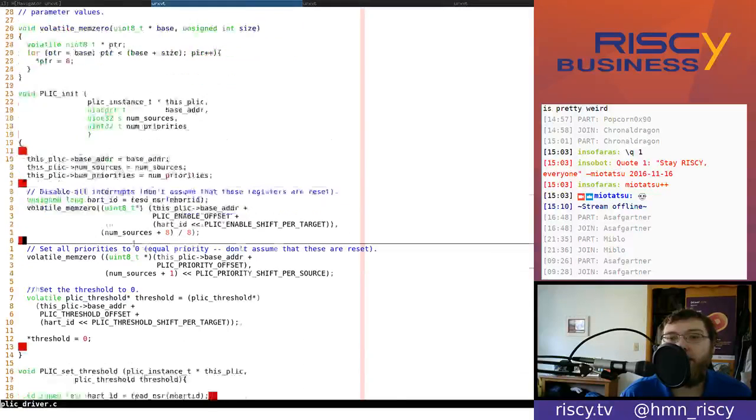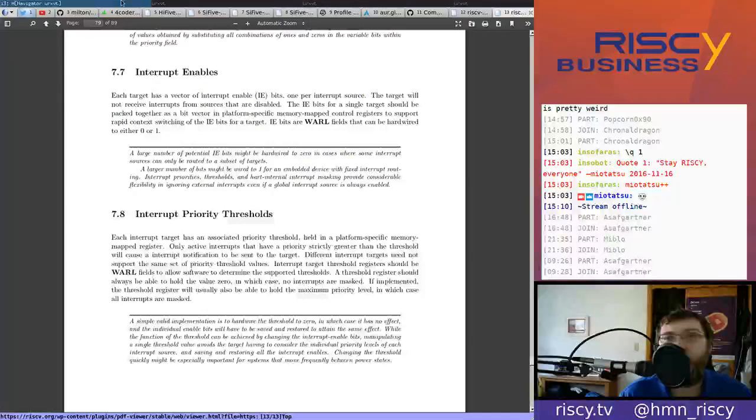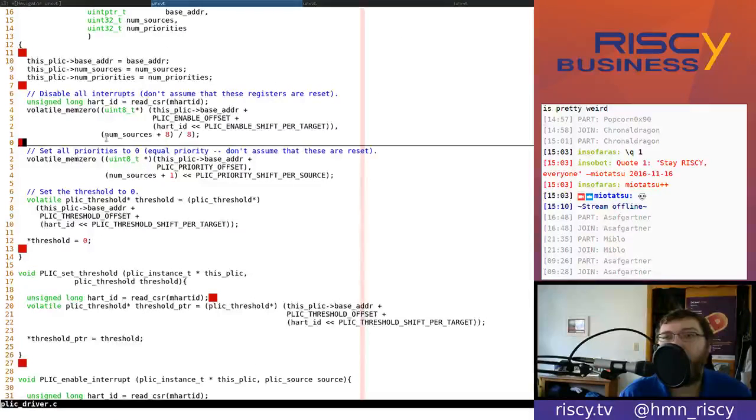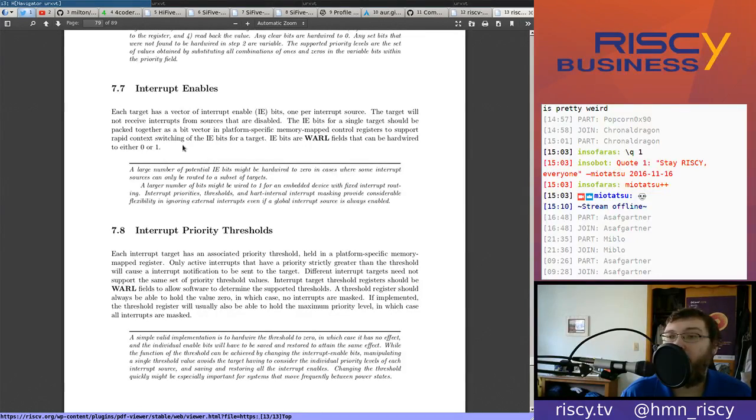But it looks like we're just doing a mem0 here, so we're clearing everything. And then we set all the priorities to 0, which is one of the mechanisms that it talked about for ignoring interrupts if it's hardwired to 1. And thresholds are another mechanism that it mentioned in the footnote. And we're setting the thresholds to 0 as well. So that all makes sense in terms of our mental model that we have now. The steps that we're doing here seem to make sense if you're wanting to ignore interrupts. These are the things that it's talking about in the documentation here.